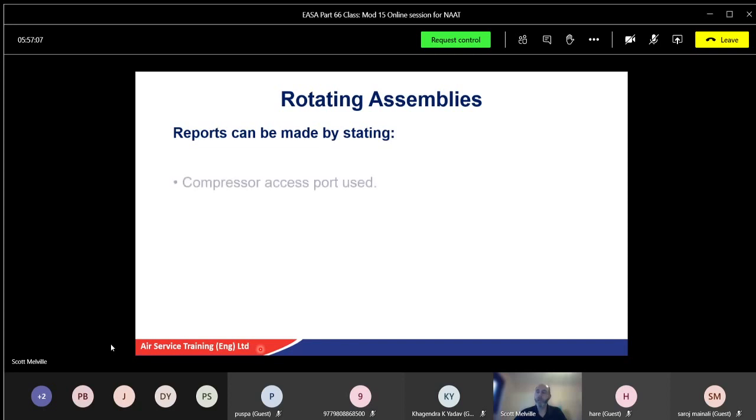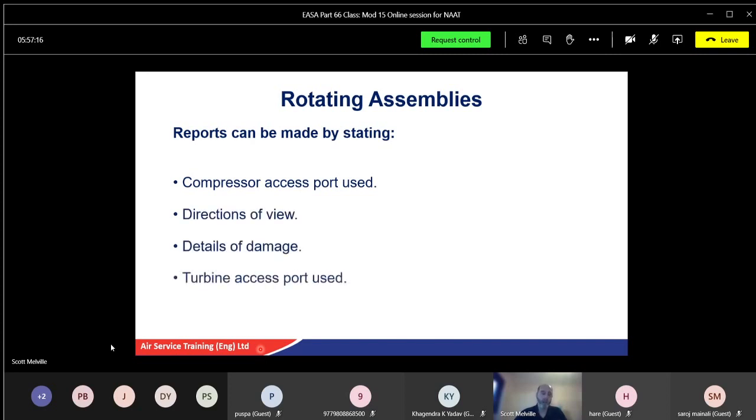Rotating assemblies, again, same sort of thing. Compressor access ports used. You get compressor access, it could be turbine access. Directions of view again, details of damage. The turbine access ports used, the turbine blade number visible from the center of view. Well, the blade number might be a hard one because you won't usually see numbers on them, but if you find a mark on the disc or somewhere, you can use a reference.